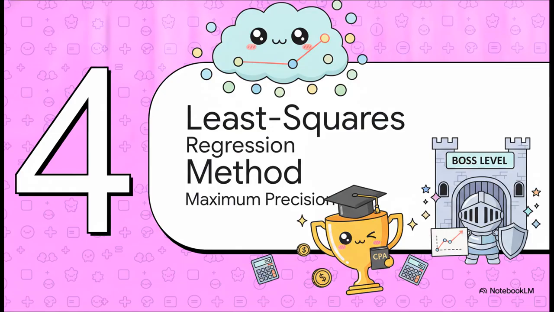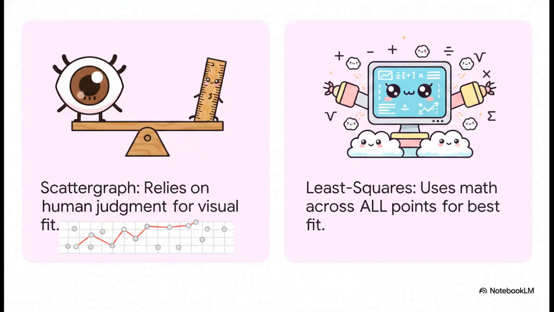This is the boss level for maximum precision. Assuming our scattergraph actually does show a linear trend, let's level up. The evolution here is all about precision. The scattergraph relies on your eyeball and a ruler to draw a line of visual fit. But least-squares uses complex mathematical formulas across every single data point in your history to calculate the exact, statistically perfect line of best fit.